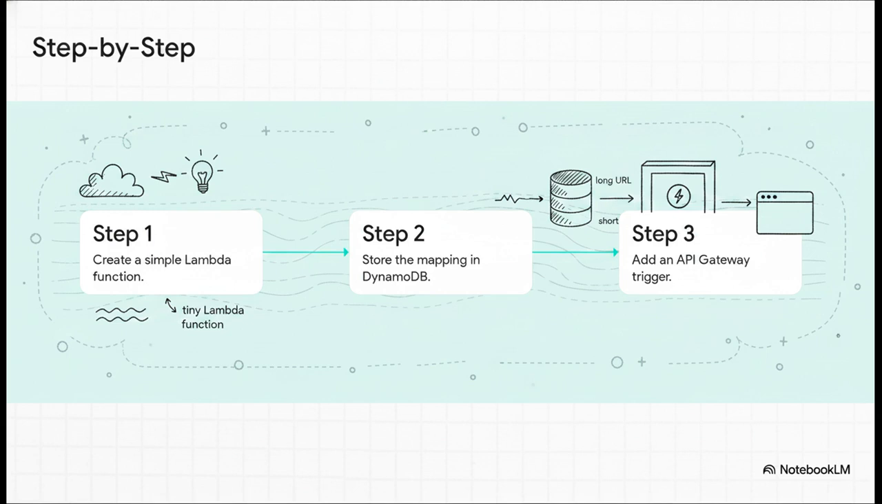Think of this as the front door of your app. When someone clicks your new short link, this gateway basically rings the doorbell, wakes up your Lambda function, checks the database, and redirects the user instantly.